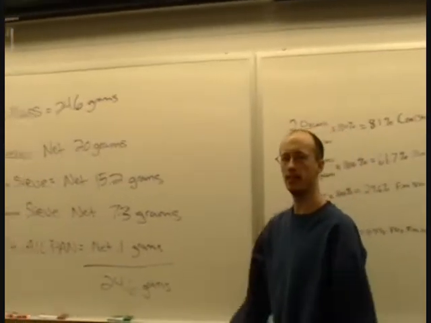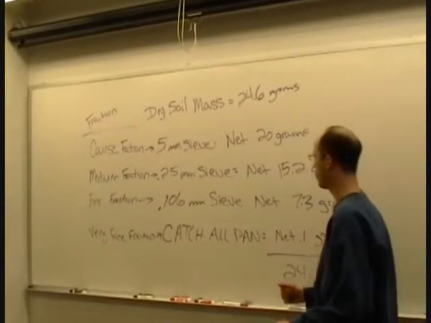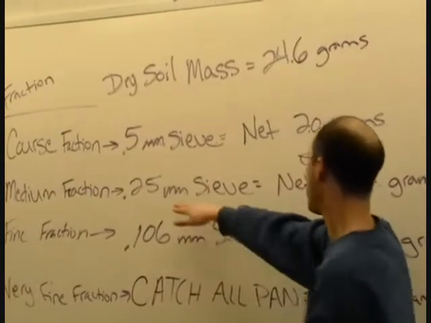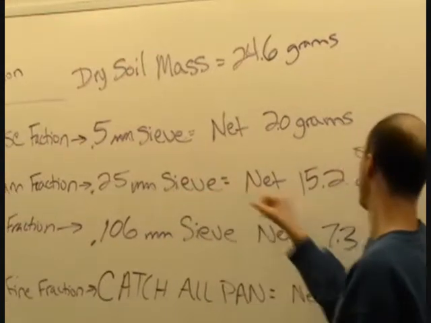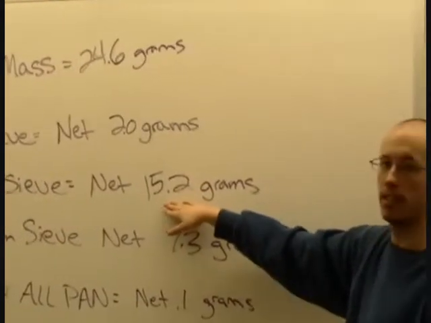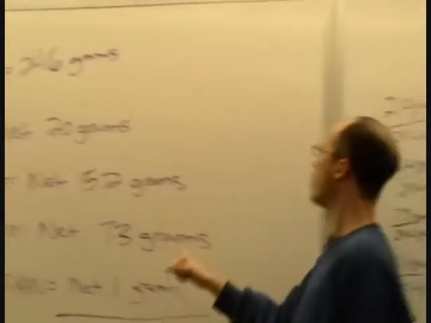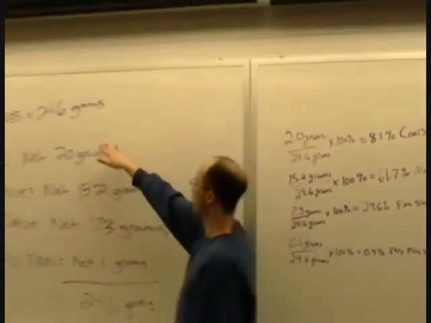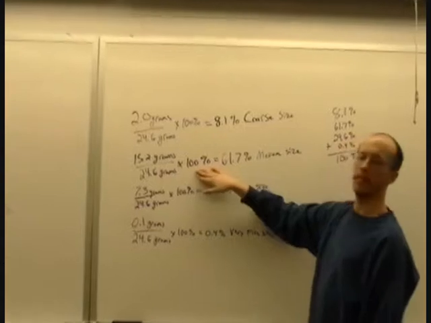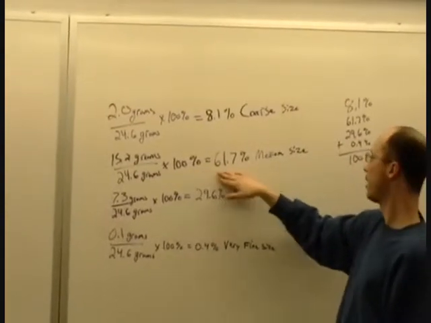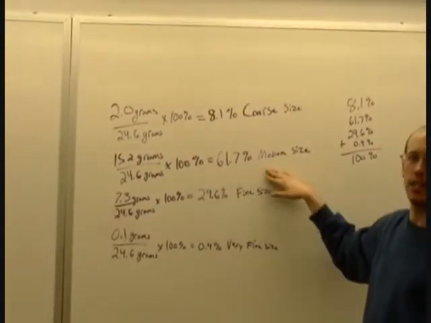Now to find the medium size fraction. Again, we're going to take the measurement from the 0.25 millimeter sieve, which is weighted at 15.2 grams. We're going to divide that by 24.6 grams, as you can see here. And we're going to multiply that by 100% to get 61.7% medium size.